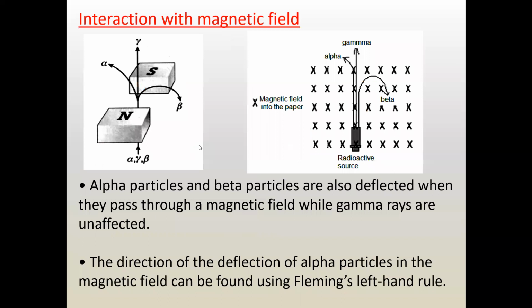As you can see in the next image, how do we know that alpha is going towards the left-hand side and beta is going towards the right-hand side, and gamma goes without deflection, because gamma does not have any charge, so it is not deflected. But how do we identify the direction of the alpha? To determine the direction of the alpha, what rule do we have to use?